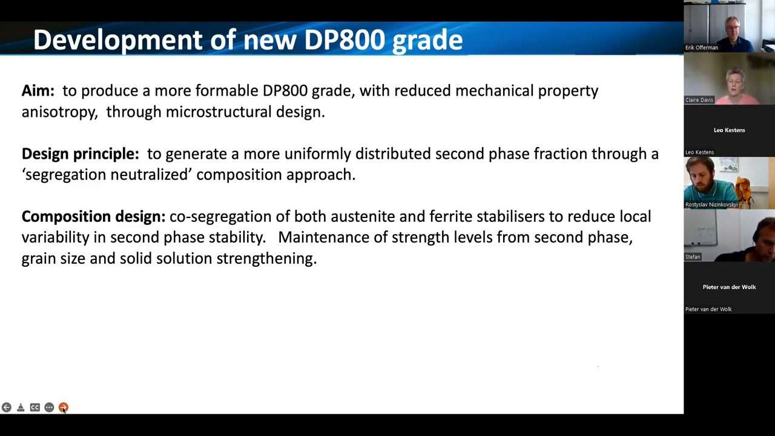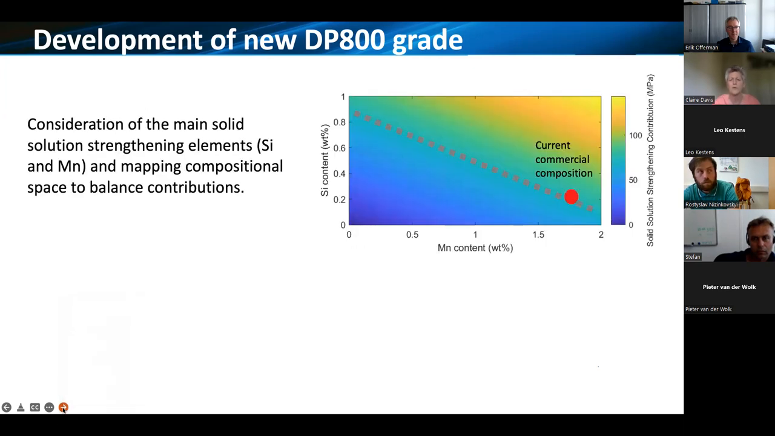But we also needed to maintain our strength levels. So we've got to think about keeping the same amount of second phase, maintaining grain size. And if we're going to change the composition, do we still have the same amount of solid solution strengthening? So quite a few things to consider. One part of it was the solid solution strengthening. So we mapped the most significant solid solution strengthening elements. Not everything, but just taking this as a nice simple 2D example, where manganese is the dominant solid solution strengthening element in our current composition. We were looking at silicon as being a good solid solution strengthening alternative at low cost.